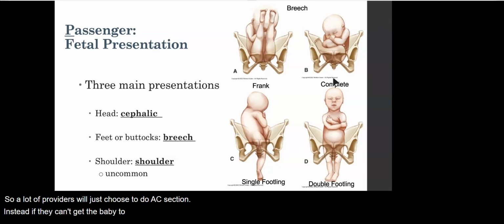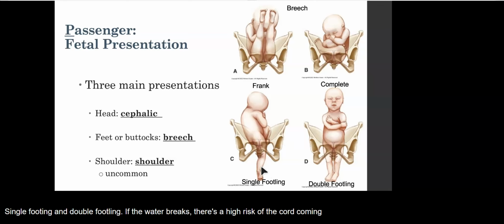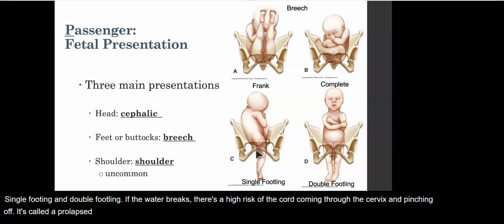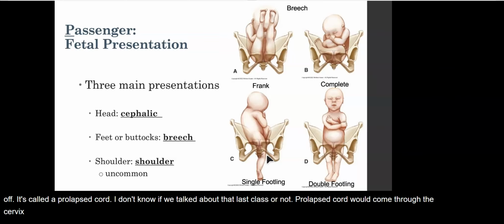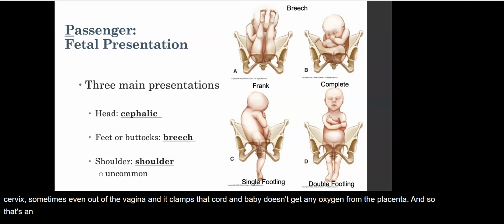Single footling and double footling, if the water breaks, there's a high risk of the cord coming through the cervix and pinching off. It's called a prolapsed cord. I don't know if we talked about that last class or not. Prolapsed cord would come through the cervix, sometimes even out of the vagina, and it clamps that cord, and baby doesn't get any oxygen from the placenta. And so that's an emergency if that happens.